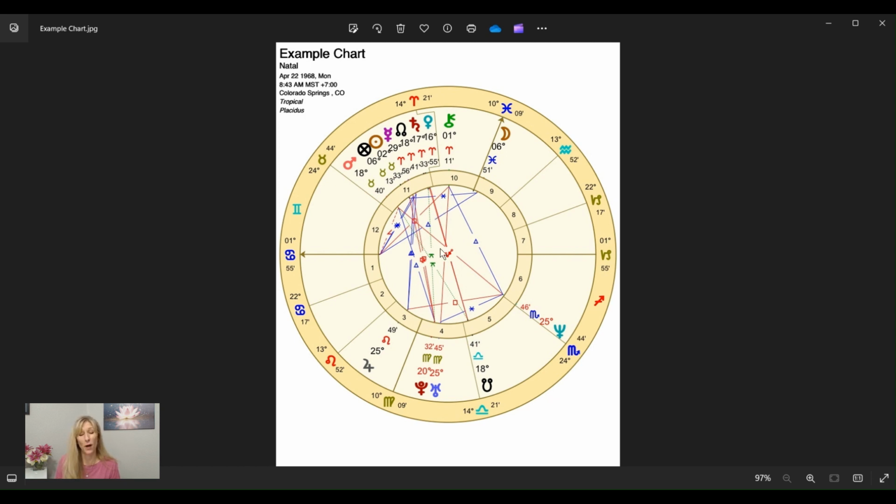In case you're wondering why there are no planets in certain houses, that's just because these are areas of the sky that did not have planets. And it doesn't mean anything bad about your chart or insignificant. It just means you have less focus there or less karma, less lessons to deal with. So don't think of that as a bad thing.